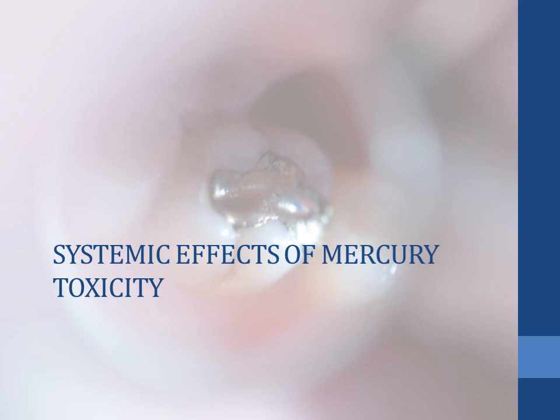So, what are the systemic effects of mercury toxicity? In the previous slides, we discussed the local effects. Now, let's look at the systemic effects, or the different effects of mercury on the organ systems.